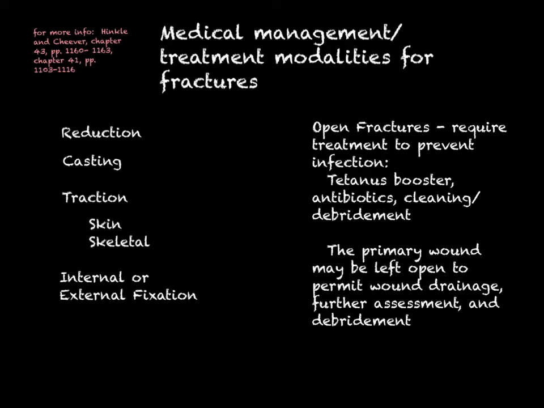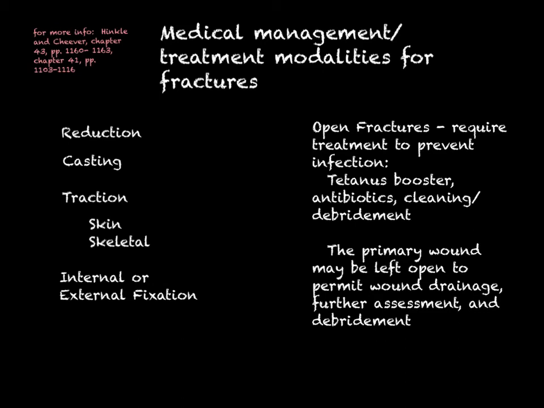Now, with open fractures, there's a whole series of interventions that we do to prevent infection, and the first thing that person is going to need is a tetanus shot. Then they're usually given antibiotics. Now, those antibiotics can be given through the IV. Generally, vancomycin is one of the preferred methods.